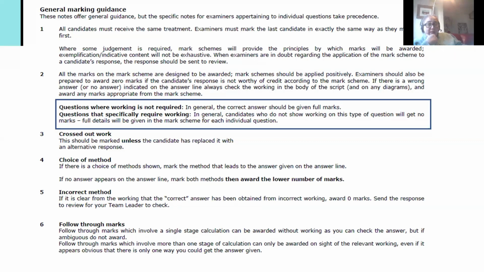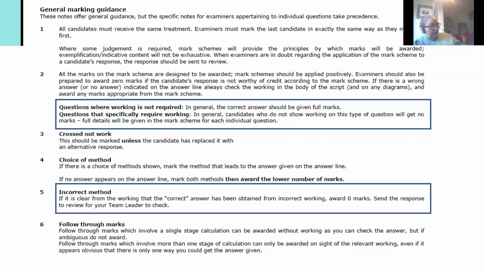So where working is required, generally students will be given no marks. So a best value question, which supermarket should they buy their potatoes from? Just saying the farm shop isn't enough, even though the farm shop is, in quote marks, the correct answer. It will need to be with supported working.